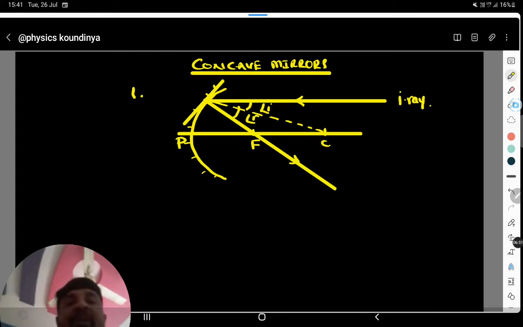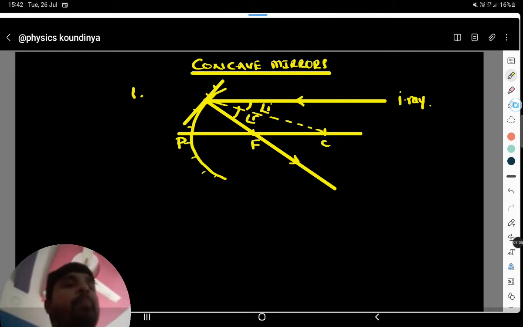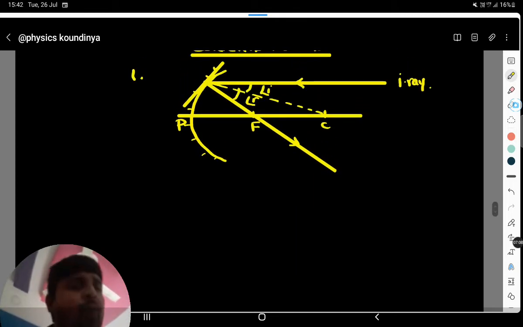The first rule of drawing the ray diagram says that if the incident ray is parallel to the principal axis, then the reflected ray should pass through F. I'm saying once again, if the incident ray is parallel to the principal axis, then the reflected ray will be passing through F. And you all know that the normal always intersects at C. Now we are going for the second rule of drawing the ray diagram.